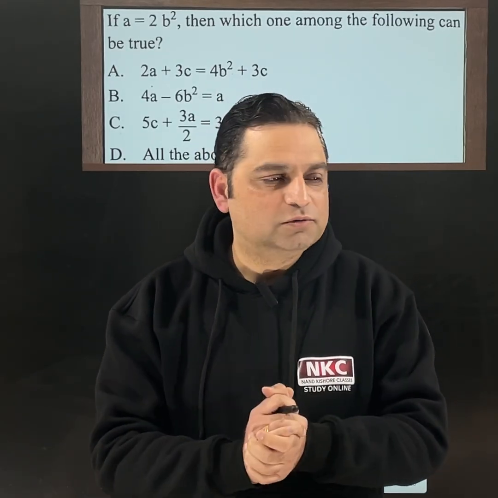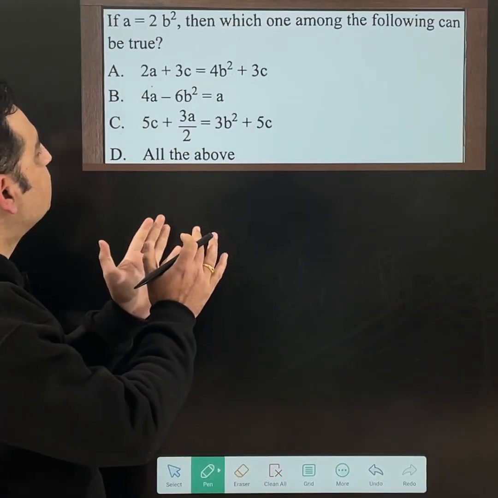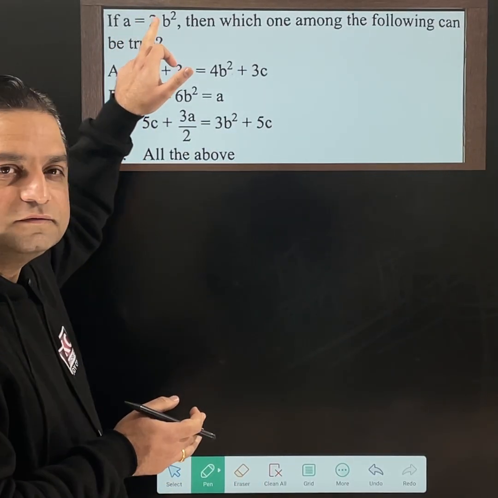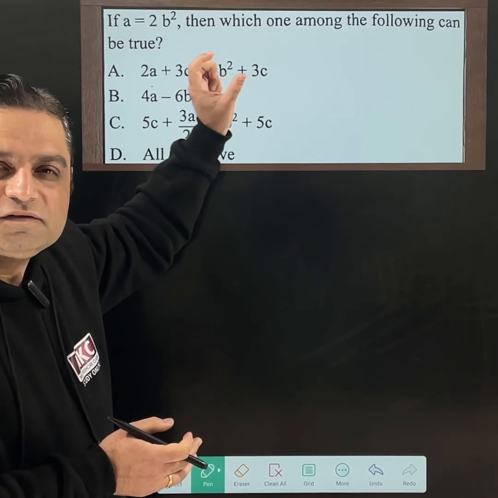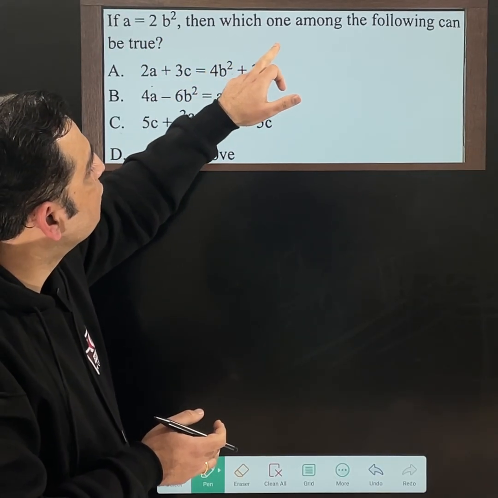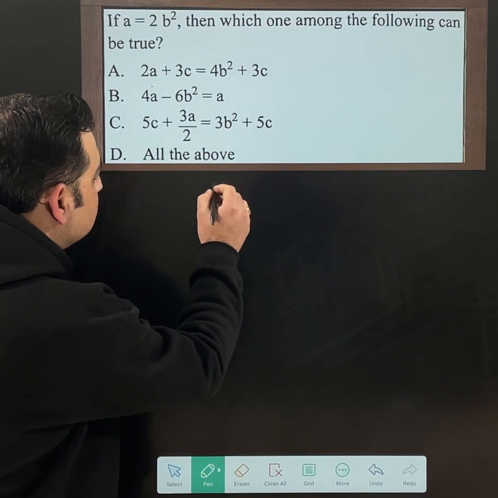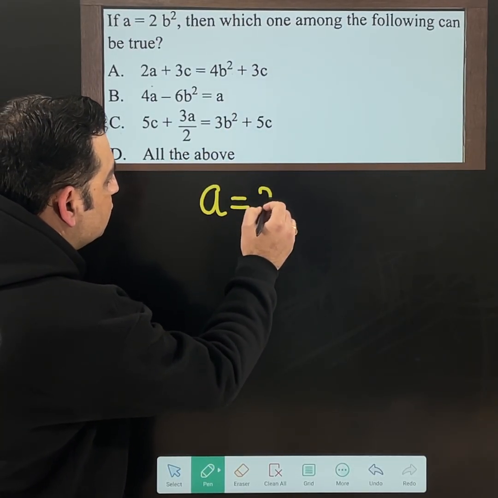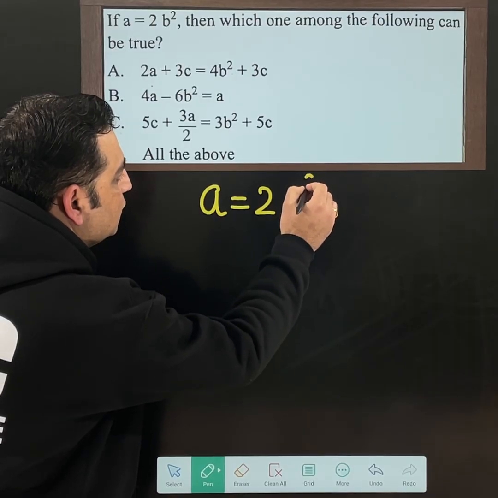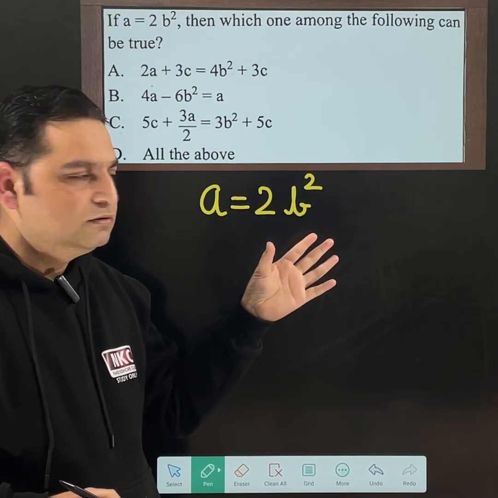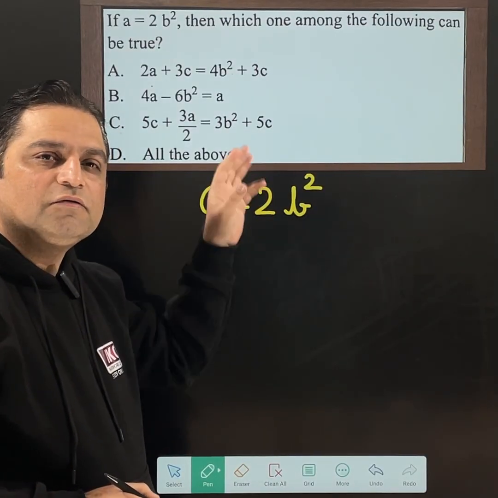Today's lecture is going to be very interesting. Please read the statement very carefully. If A is equal to 2B square, then which one among the following can be true? What we are given? We are given A is equal to 2B square. There are four options. We need to verify in this situation which one is true.